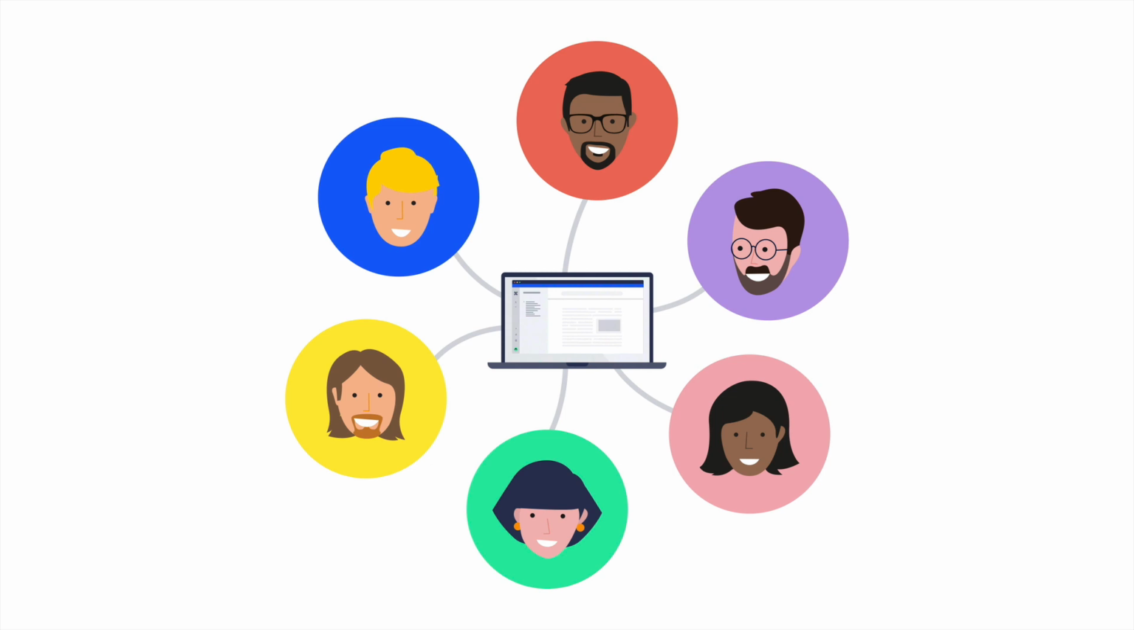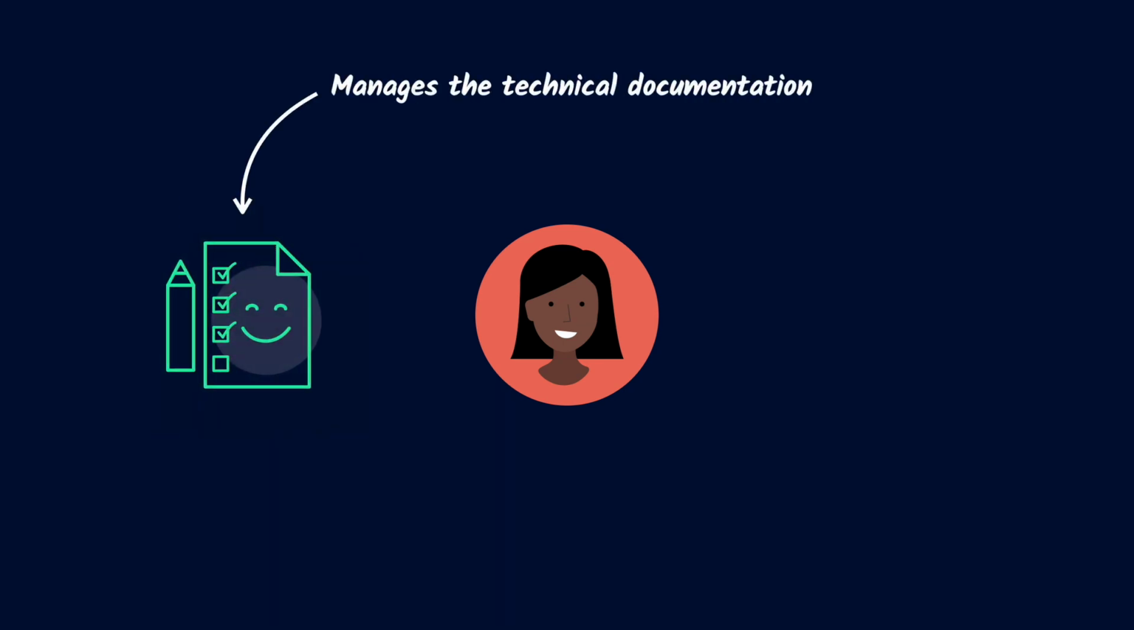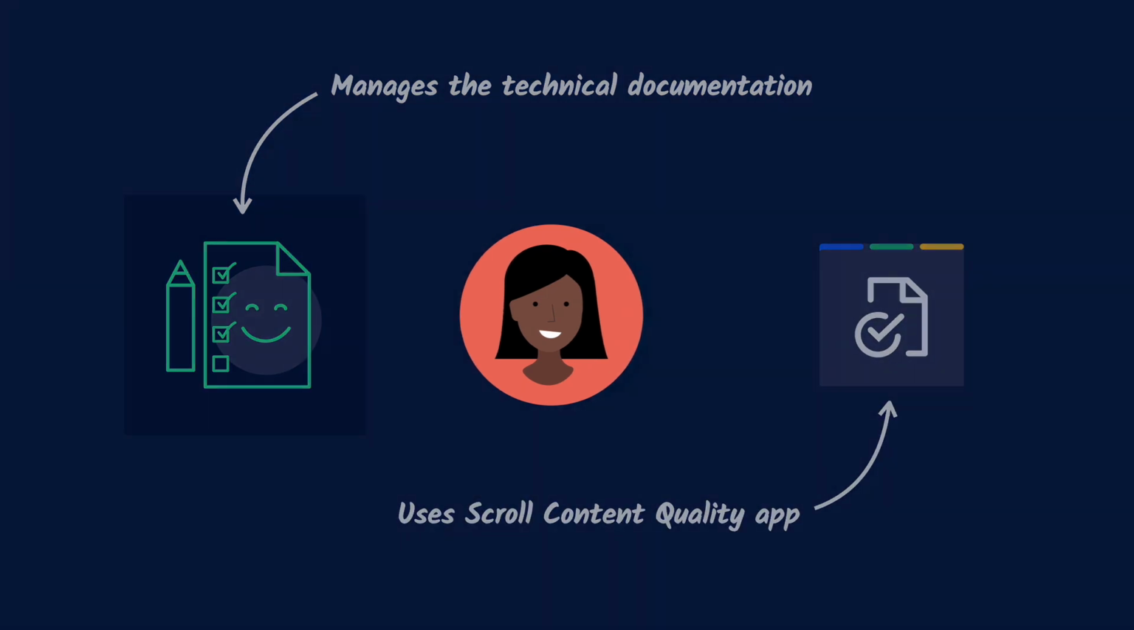Therefore, to maintain a consistent level of quality across numerous Confluence pages or spaces, you may need dedicated proofreaders in the team to help out. But help is at hand. Take Mina. She manages all the technical documentation for the fictional IT company Good Software. And to help her maintain the documentation, she uses Scroll Content Quality for Confluence.